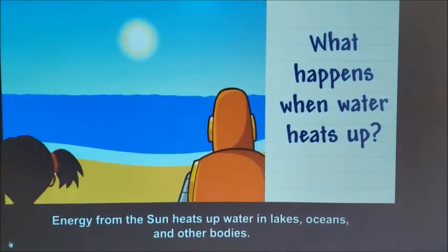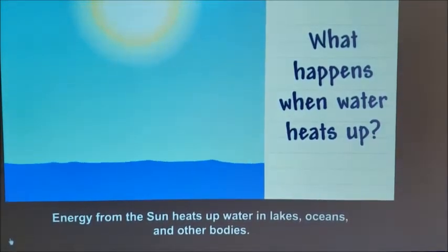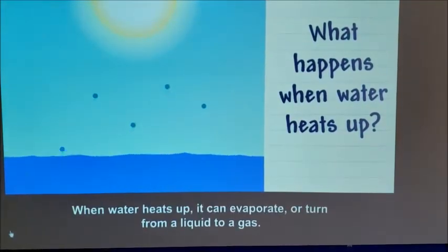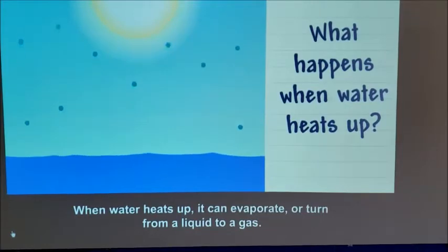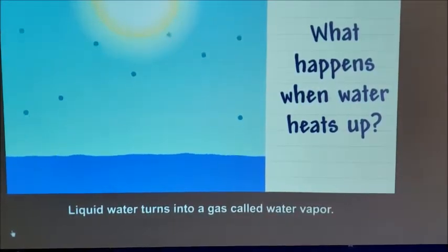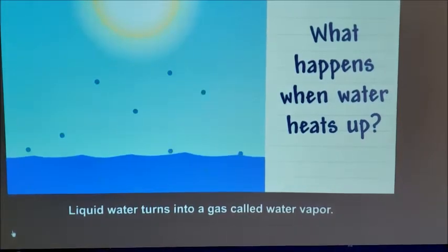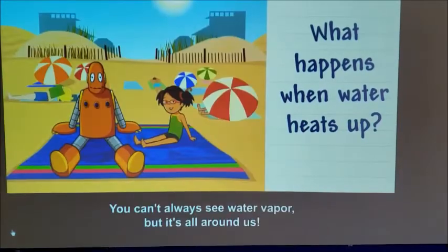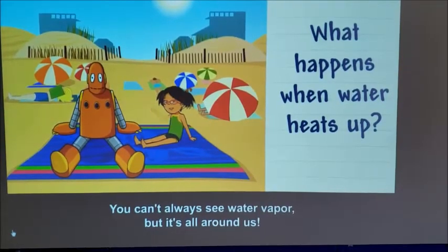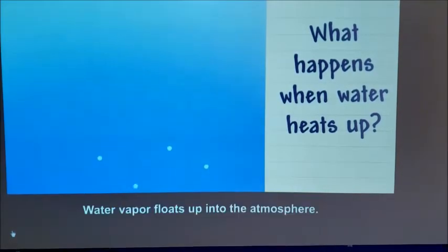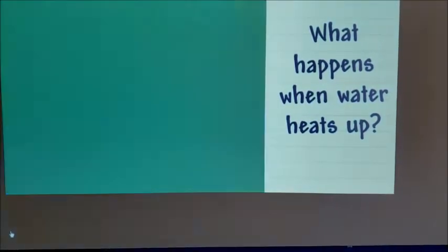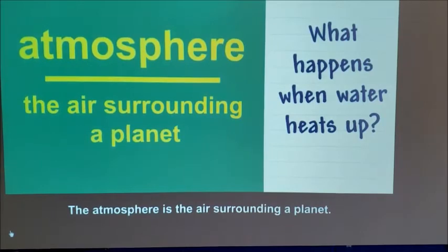Energy from the sun heats up water in lakes, oceans, and other bodies. When water heats up, it can evaporate, or turn from a liquid to a gas. Liquid water turns into a gas called water vapor. You can't always see water vapor, but it's all around us. Water vapor floats up into the atmosphere. The atmosphere is the air surrounding a planet.